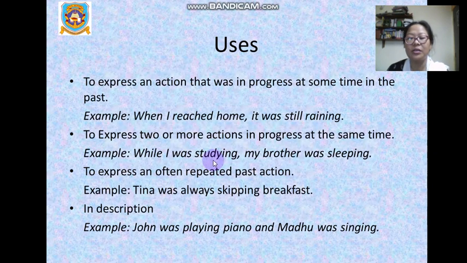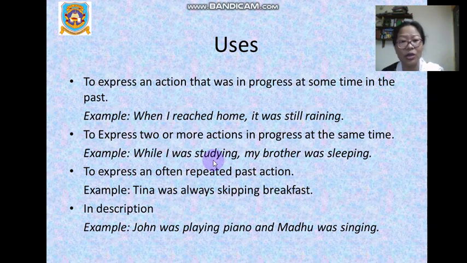When do we use past continuous tense? We use it to express an action that was in progress at some time in the past. When I reached home, it was still raining. So the action was in progress. That means it was still raining. To express two or more actions in progress at the same time. While I was studying, my brother was sleeping. So we are expressing two actions simultaneously.